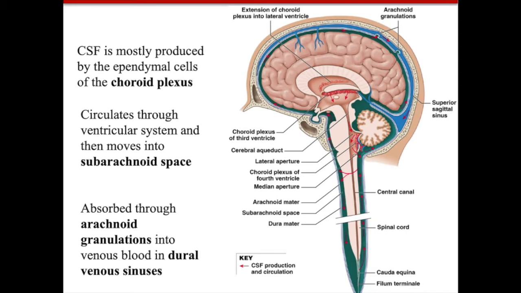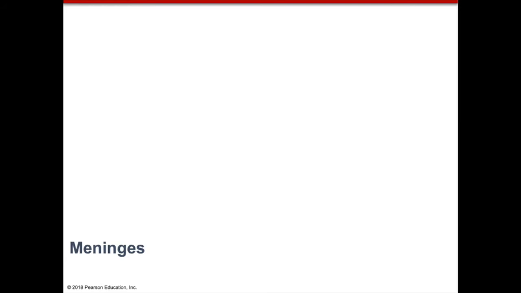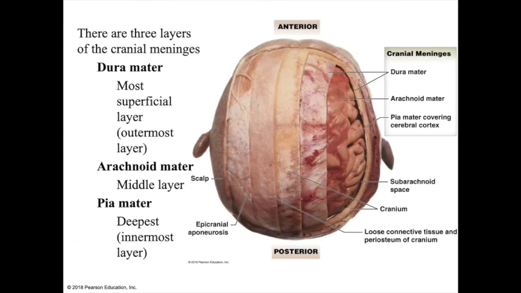Okay. So moving now into the meninges, we are going to speak about the meninges the same way we spoke about the meninges in the vertebral canal. So we have a dura, the arachnoid, and the pia mater. The dura, the outermost, it's the hard one, it's the most superficial. Then the arachnoid in between, and the pia, which is attached to the actual cortex.